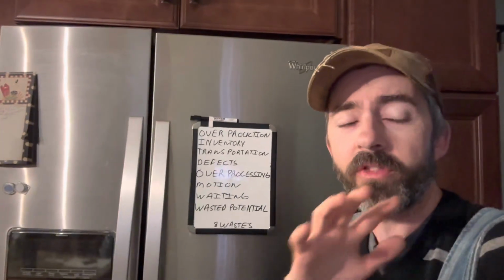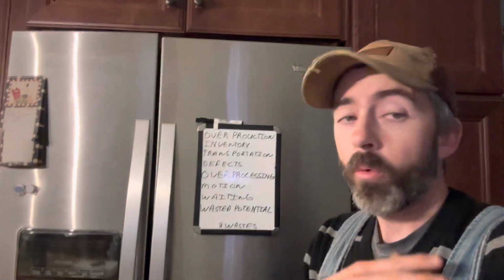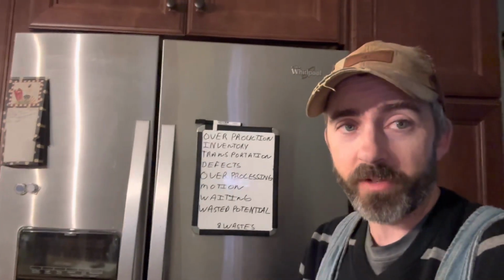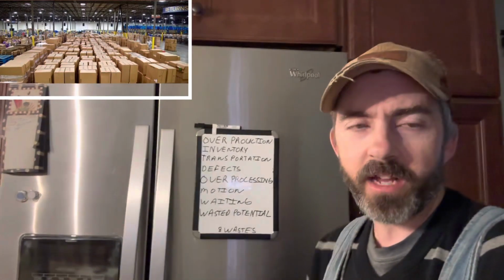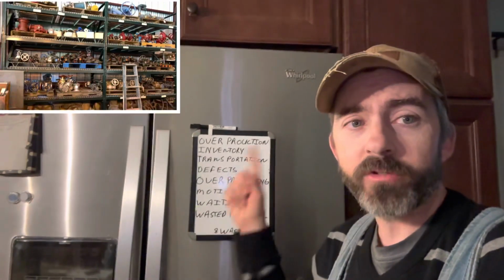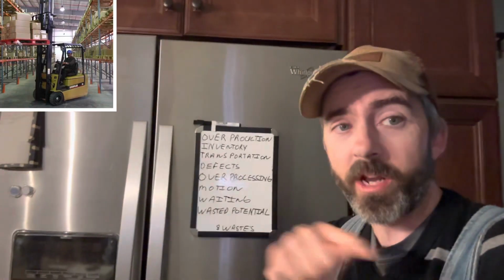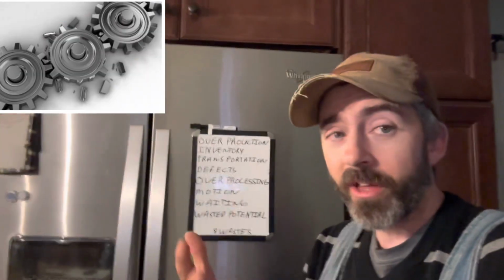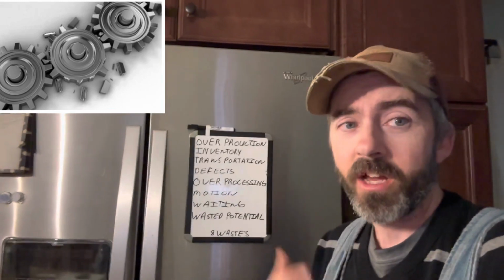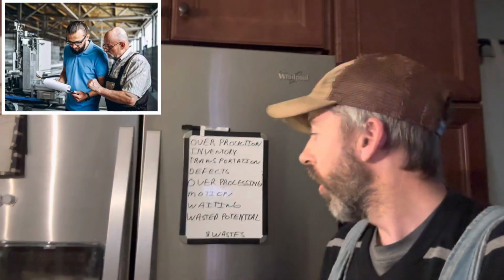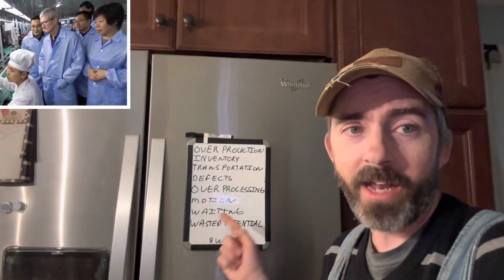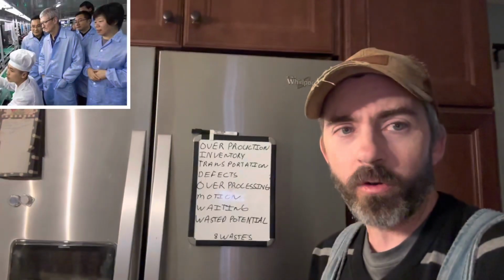And you can tell this story format with just about anything, and I'll give you a whole bunch of examples. So if you're in manufacturing, you make way more parts than the next downstream operation can handle, so you get a bunch of inventory that you have to transport all over the place. And with all that transportation, you get a defect. As soon as you get a defect, you got a bunch of overprocessing and motion to fix it. All the while, people are waiting for that, and you're not utilizing their potential for what they really could be doing.